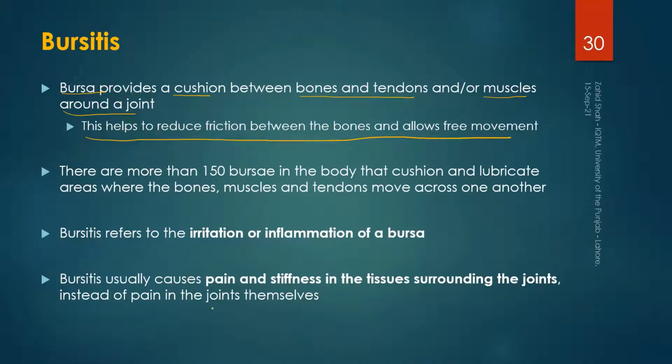So there are more than 150 bursa in the body that cushion and lubricate areas where the bones, muscles, and tendons move across one another. So you know that at the end of the muscle, the tendon attaches to the bone, and this is where you will find the bursa. Now, bursitis is actually the irritation or inflammation of the bursa. So bursitis usually causes pain and stiffness in the tissue surrounding the joints instead of pain in the joints themselves.